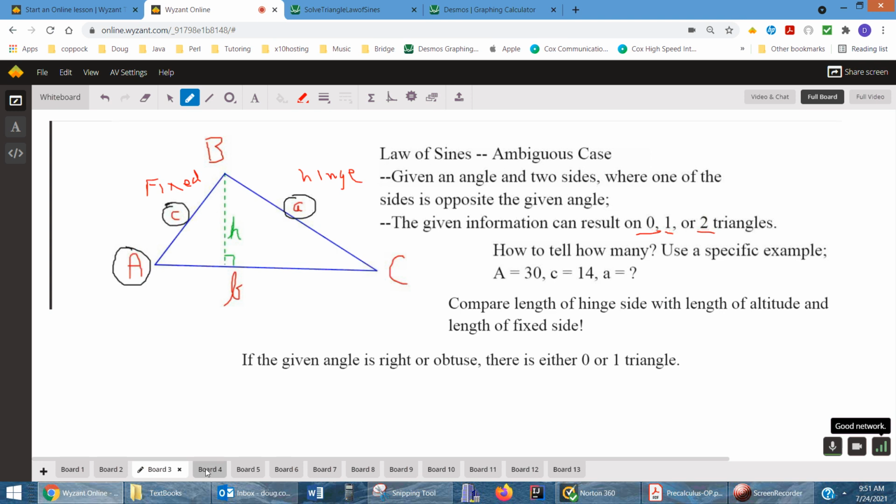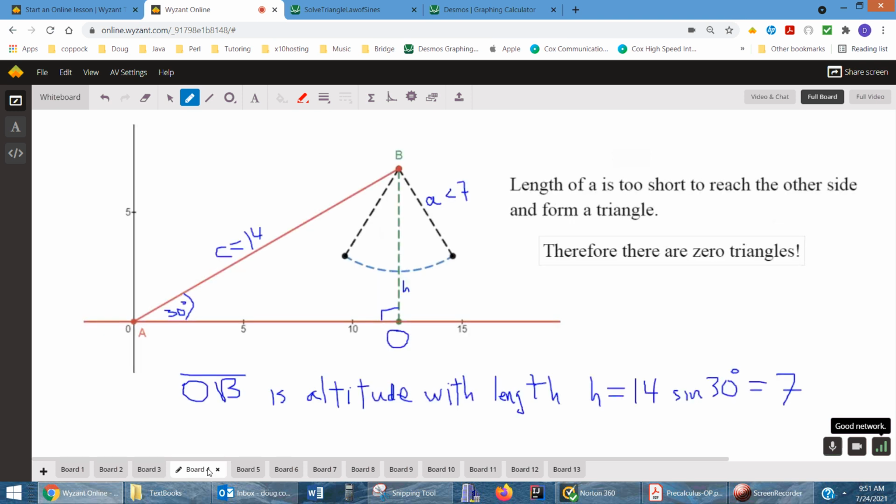in these upcoming screenshots. So here we have a 30-degree angle. The fixed side is 14. The hinge side is 7. It's too short to reach the opposite side. How do we know that? Because we compare it with the altitude. And the altitude is 14 times the sine of 30, or 7.